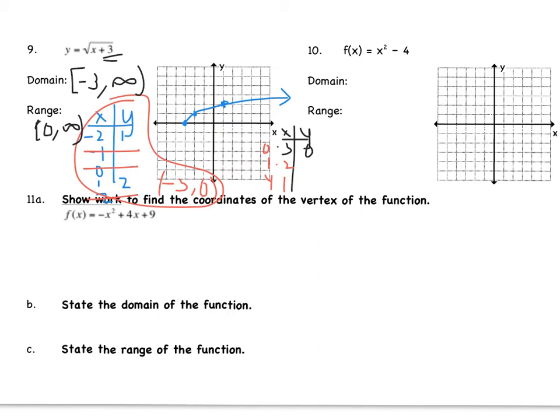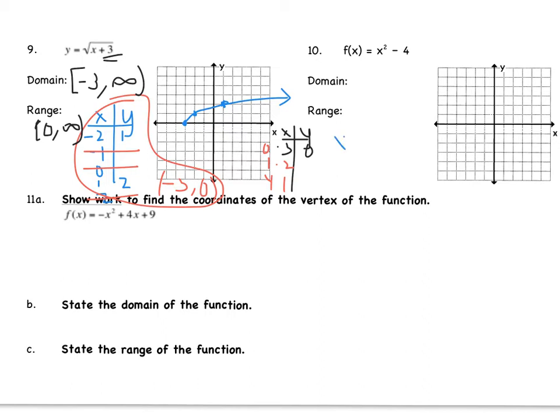Okay, problem 10. What is this going to look like? X squared? Parabola. X squared is going to be a parabola. Do we remember how to graph parabolas? Negative b over 2a. Yeah, thank you.